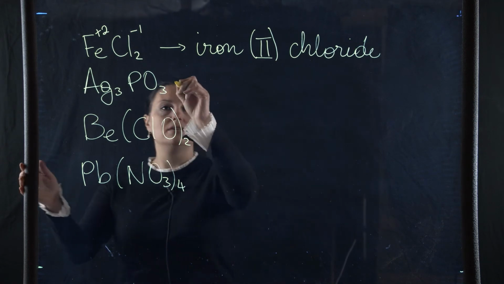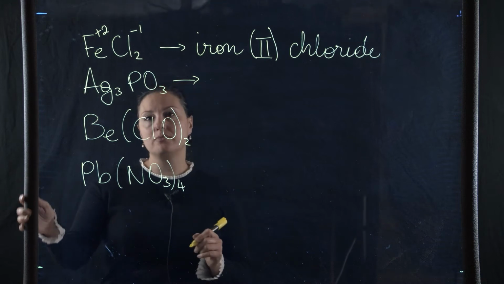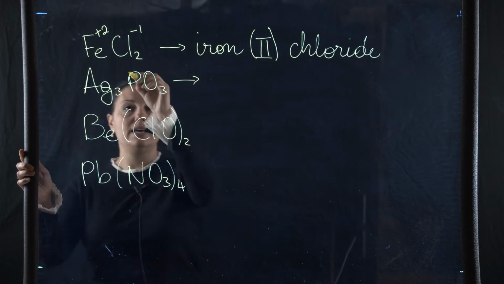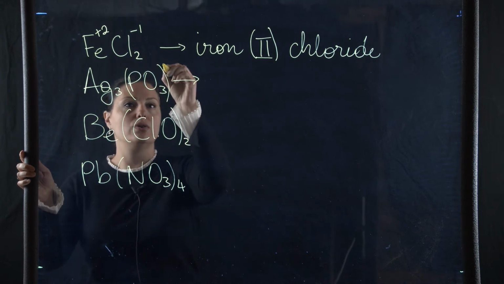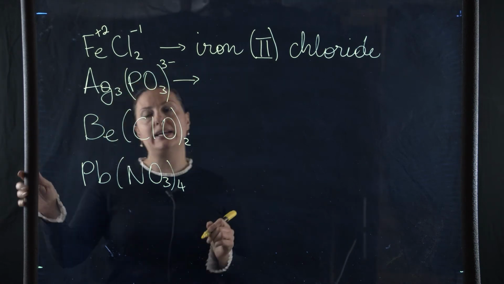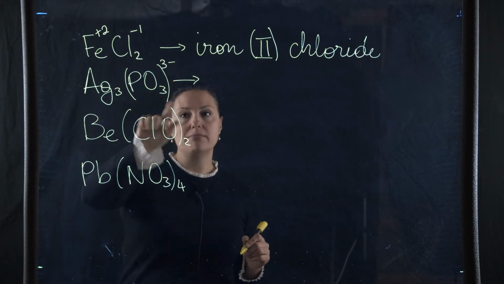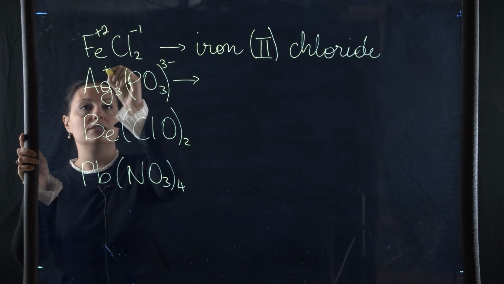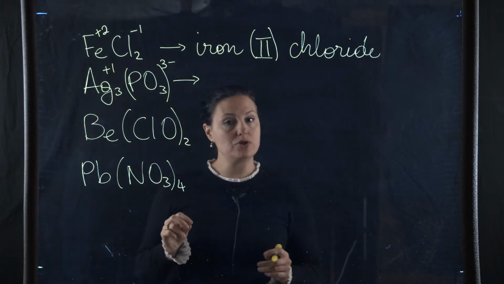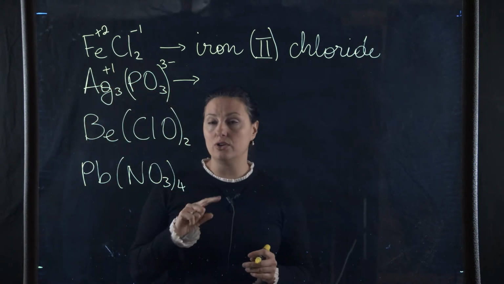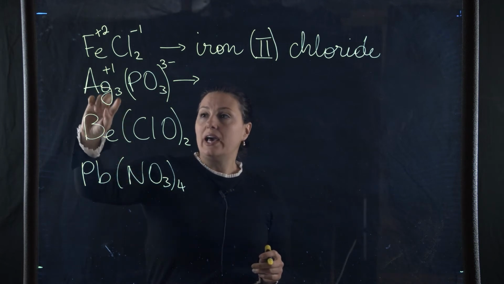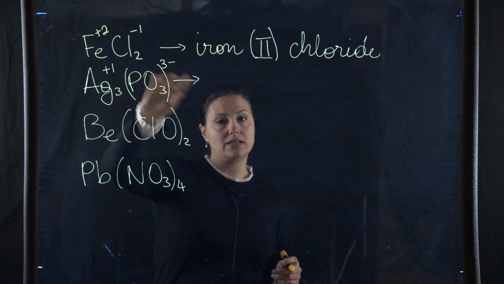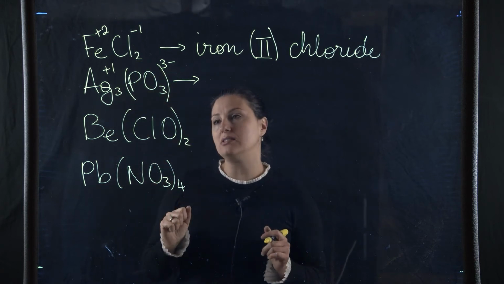Now let's look at this example over here. PO3 is a polyatomic ion, and it has a total negative charge of 3-. Silver is one of those ions that always has a +1. It's an exception to the transition elements, so learn those as well. I have a total positive charge of +3 and a negative charge of -3, so I am balanced.